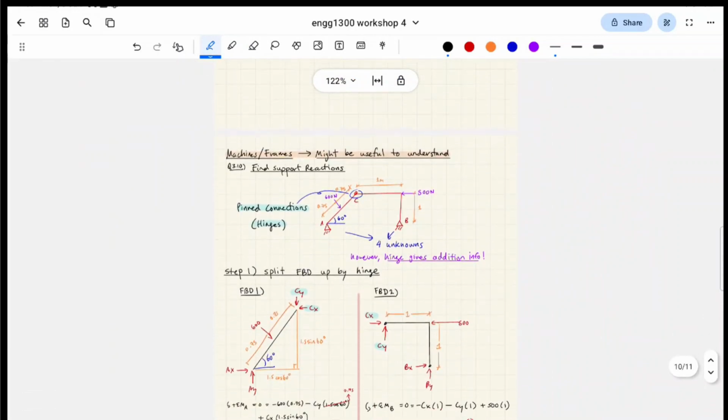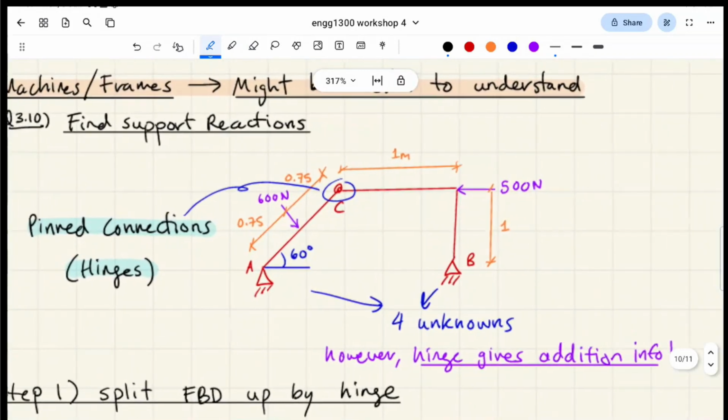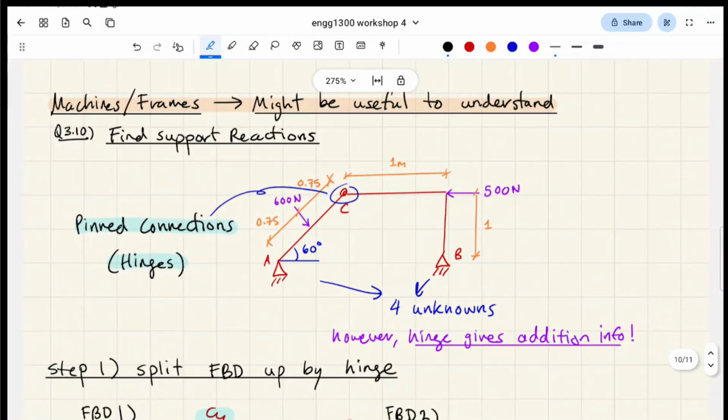I'm not going to do these questions, but I'm going to explain what machines are and why you might find it useful. Again, I don't think this is formally in the lectures, but I've decided to provide you my work solutions and extra practice questions anyway. So pretty much here's a frame. They call it a frame, but essentially machines and frames are very similar.